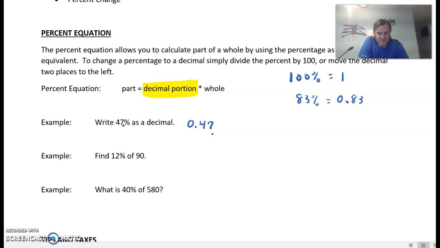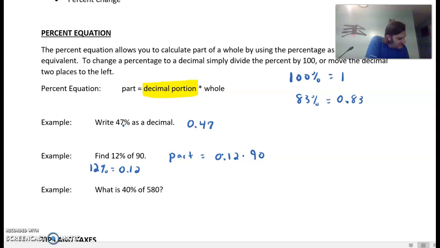Okay, so we're going to use the equation up top, and we're going to say find 12% of 90. Well, 12% would be the same thing as 0.12. So the part we're looking for would be equal to 0.12. That's the portion as far as the percent. And then times the whole would be the 90. So 0.12 times 90. So let's see what happens when I do that. 0.12 times 90, I get 10.8. So that means 12% of 90 is 10.8.